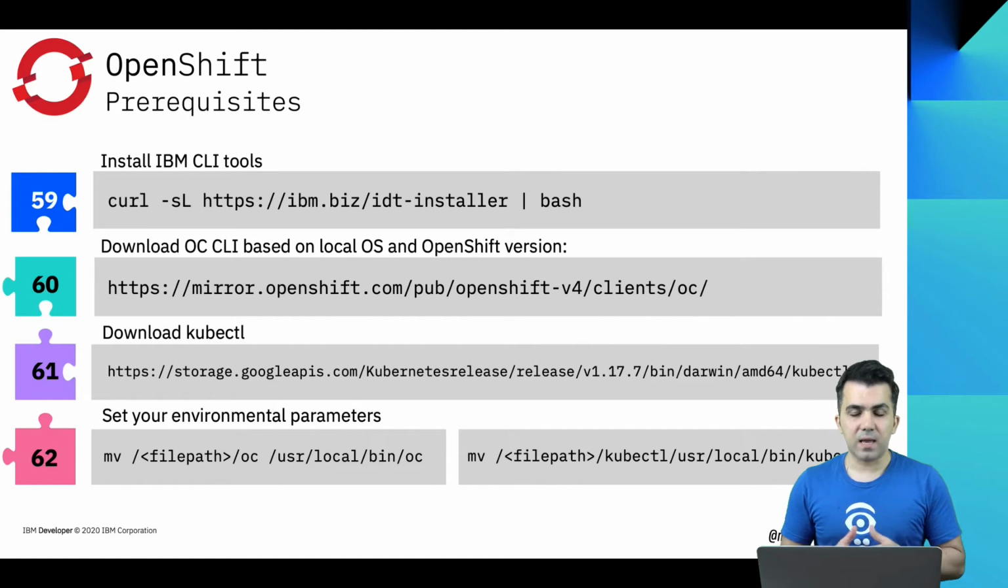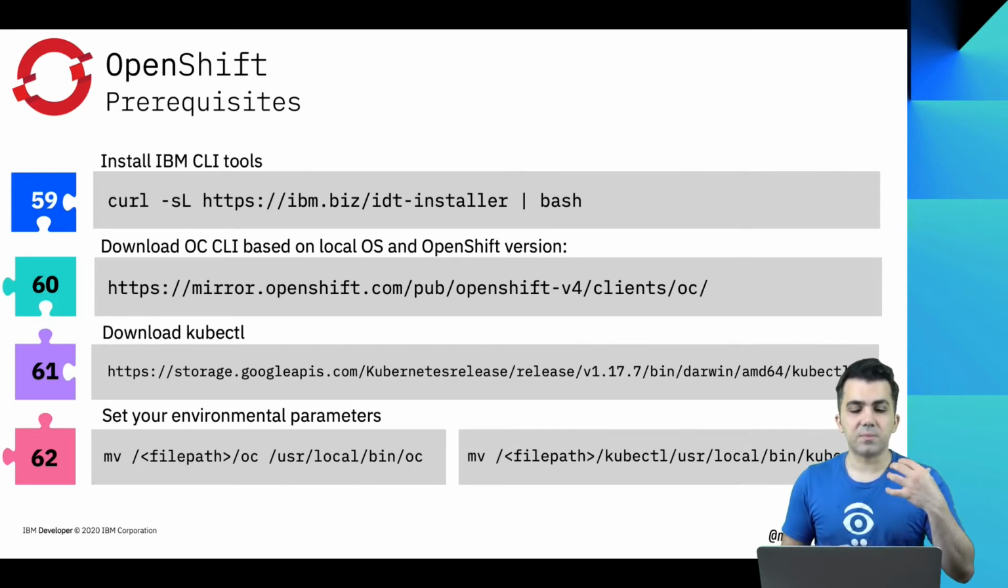Before we can start with the OC command line, we need to install a few things. The first one is the IBM CLI Tools, and then the OC CLI based on your local operating system and the OpenShift version, and also kube control. By installing the IBM CLI Tools, you are configuring your terminal to access IBM Cloud resources, and the OC CLI is going to allow you to interact with your OpenShift cluster from your terminal.